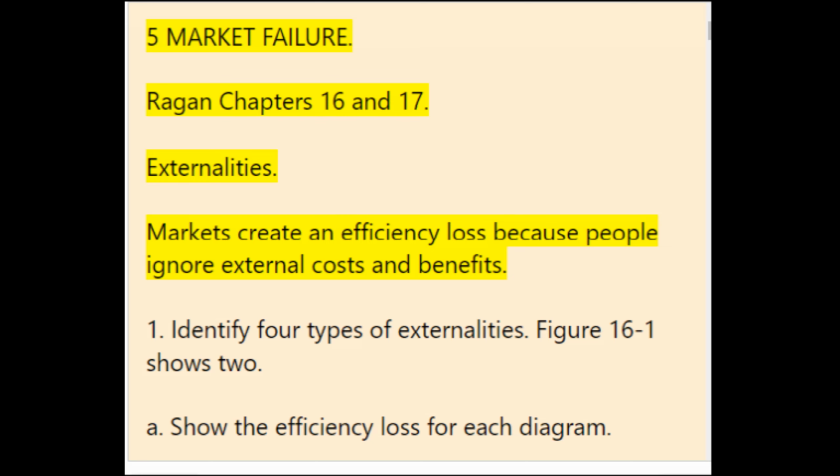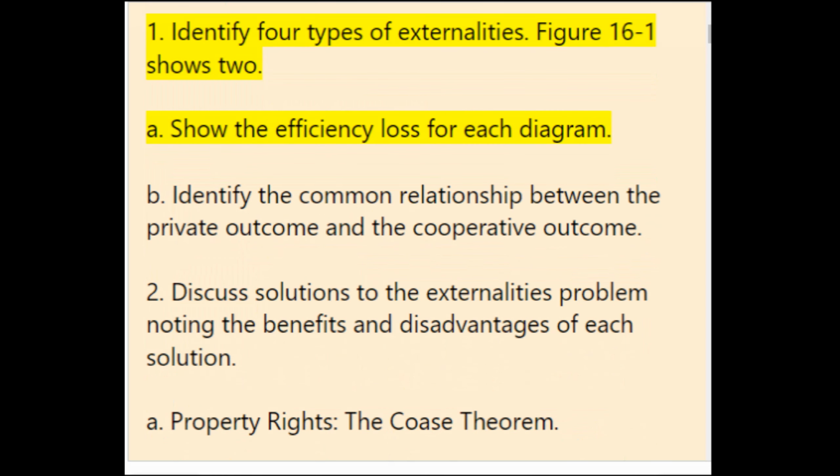5. Market failure. Reagan chapters 16 and 17. Externalities. Markets create an efficiency loss because people ignore external costs and benefits. 1. Identify 4 types of externalities.